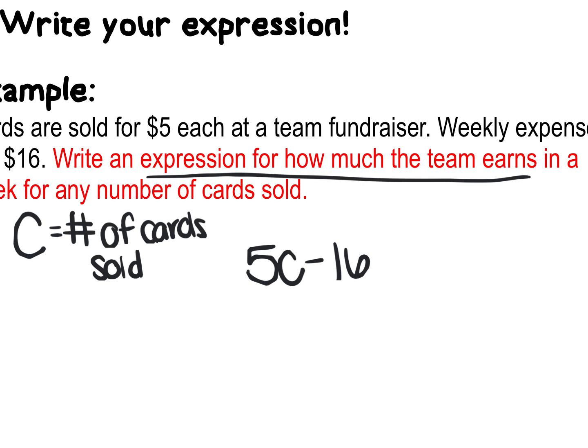Maybe the next week we sell 50 cards. Well, it's a variable, so it changes. Now I can do 5 times 50, $250, minus the $16 in expenses, $234 we made this week. Maybe the next week we only sold 2 cards. 5 times 2 is 10. 10 minus 16, we lost $6 this week. But we can use this every week to see how much money we're making as a team. Does that make sense? Okay, let's look at another one.